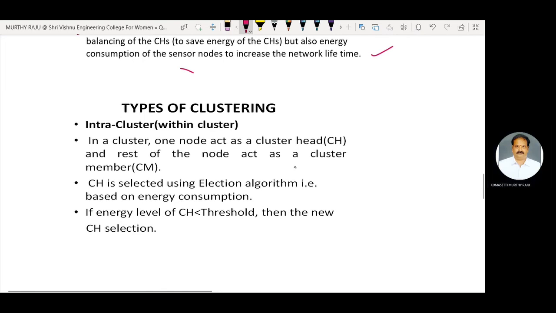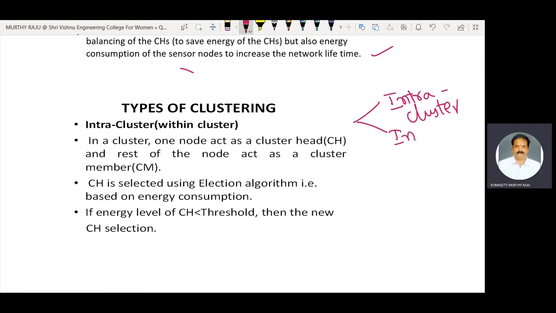Types of clustering. There are 2 types: intra-cluster and inter-cluster. Intra-cluster means within the cluster. In a cluster, one node acts as a cluster head, and the rest of the nodes act as the cluster members. These are the cluster members. All are CMs.